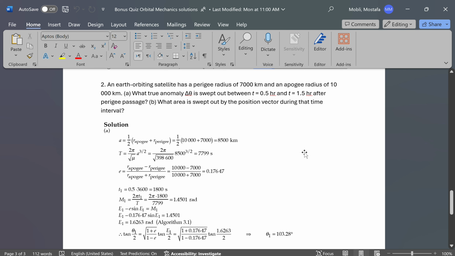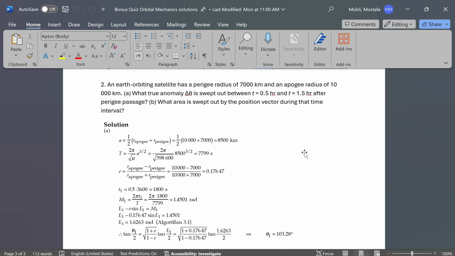Let's look at problem number 2. I'm going to read the problem so you can write it in your notes. The problem is telling us an Earth orbiting satellite has a perigee radius of 7,000 kilometers. Let me write it. We have a geocentric satellite, an Earth orbiting satellite, with a perigee radius of 7,000 kilometers and an apogee radius of 10,000 kilometers.